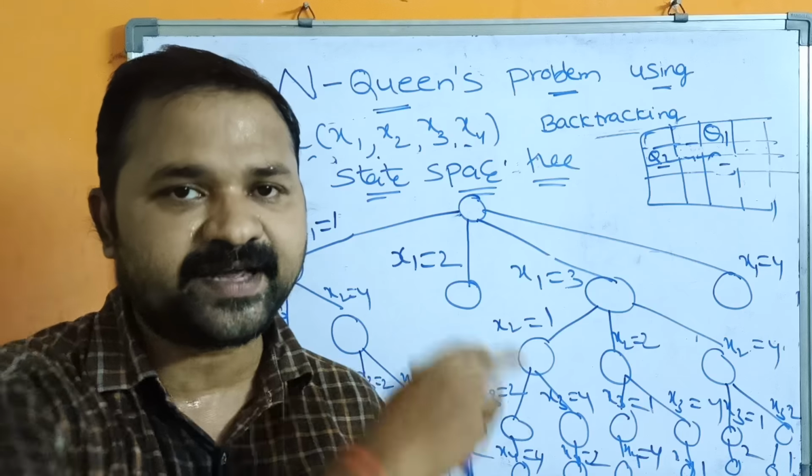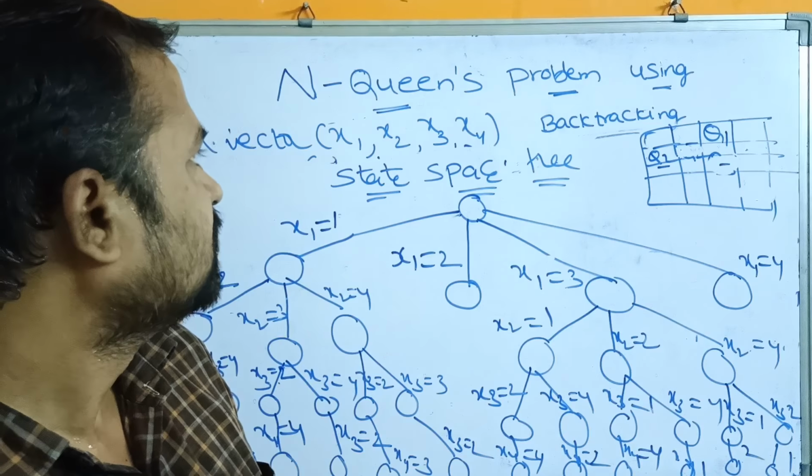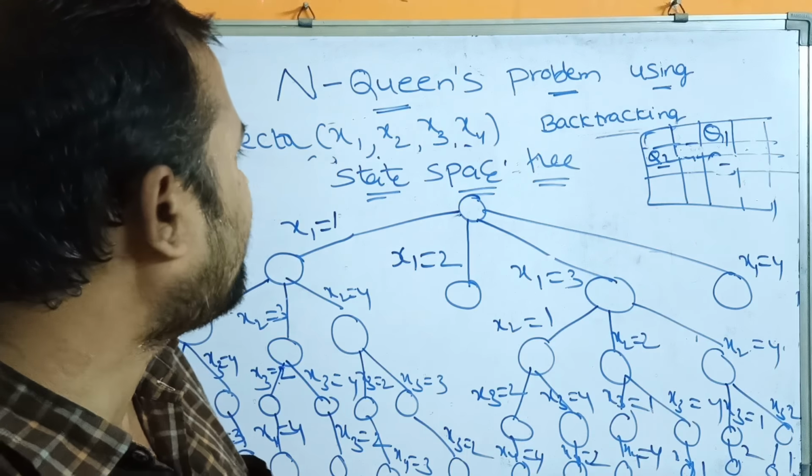State space tree means it contains all the possible combinations. So this is about the 4 queens problem and its state space tree.